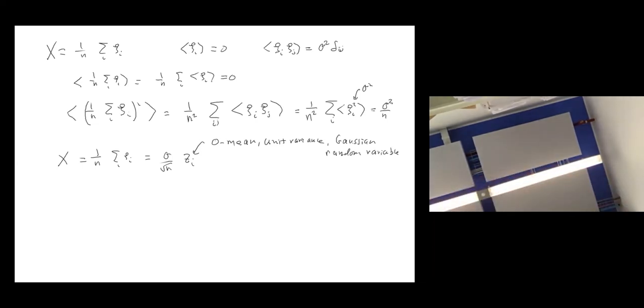Okay. So the average of n uncorrelated zero mean random variables is small, is order root n. Okay, I want that to be burned into your memories because it's critical for what I'm going to say.